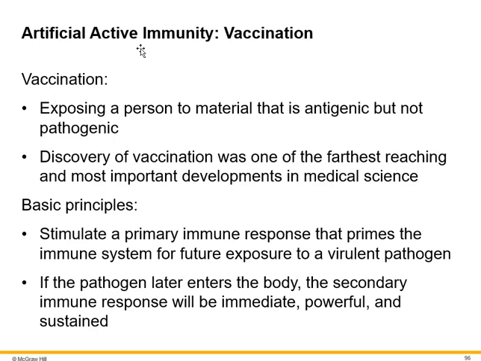So the artificial active immunity is vaccination. The last two things we were talking about were passive. You're just being given antibodies. In this, it's artificial active. So you're given antigens, and they are antigenic. They can create an immune response, but they're not pathogenic. So again, they're antigenic, but not pathogenic.